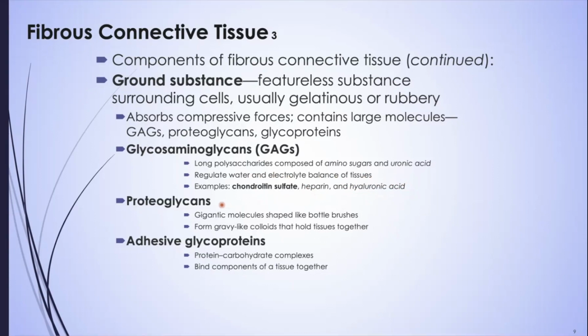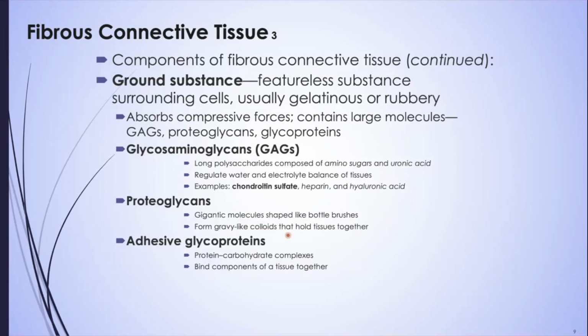All right, next is your proteoglycans. Your proteoglycans are giant molecules, right? They look like bottle brushes. If you had me for 1111 or you've had Pearson 1111, you can refer to your chapter that goes over the cells. And to me, they look like little feathers because they have these little extensions off of them. We'll see them a little bit more when we get in here. They're going to form gravy-like colloids.